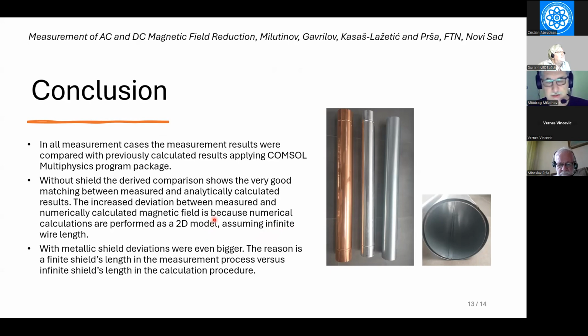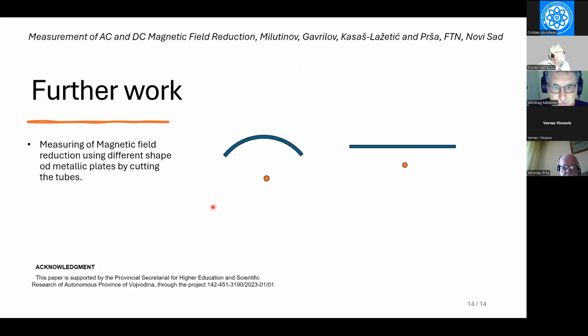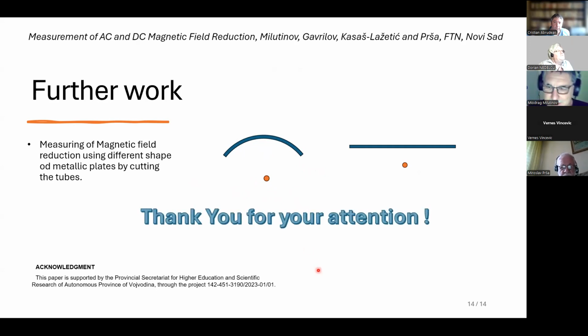And at the end, I will say that this is the first step of our investigation, and our further work, where we expect more reductions, is with metallic shields of different shape and size, like in this slide you can see. But first of all, we would like to take measurements with whole tubes before we cut them, and proceed with the next step of our investigation. So that's all. Thank you for your attention.